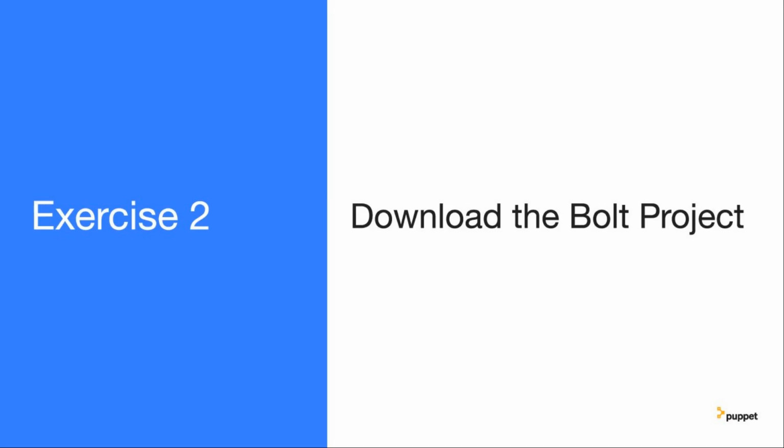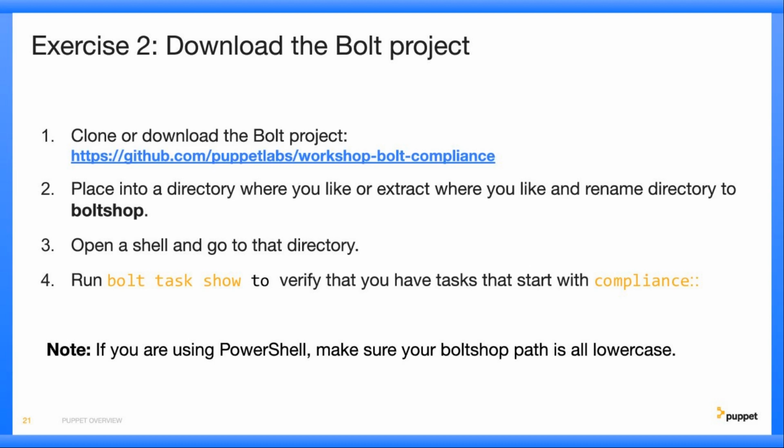All right, so we're moving on to the second exercise, downloading the Bolt project. You just need to clone and download the Bolt project, place it into a directory where you'd like to extract it, and then rename it to bolt-shop, all lowercase. Then open up a terminal and go to that directory. After you've done that, you can run bolt task show just to verify that you have the tasks that start off with compliance semicolon.